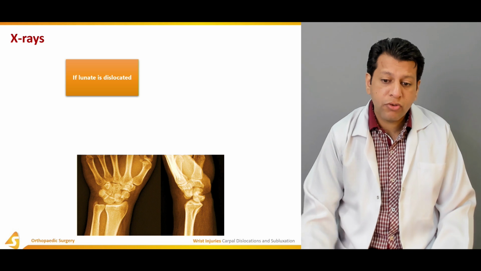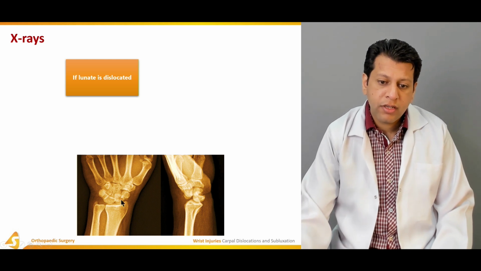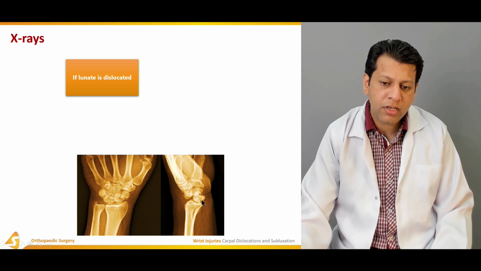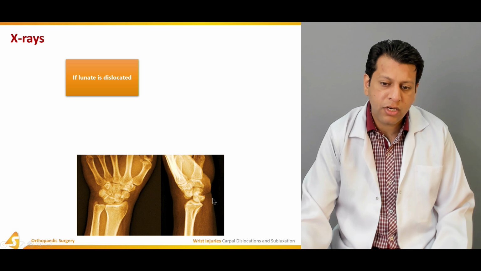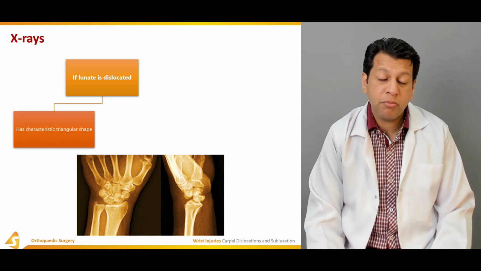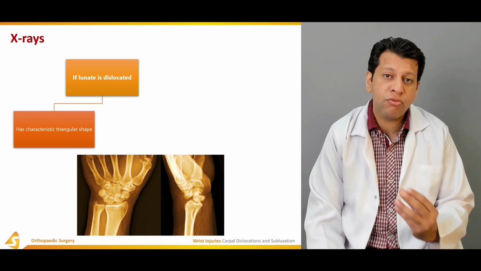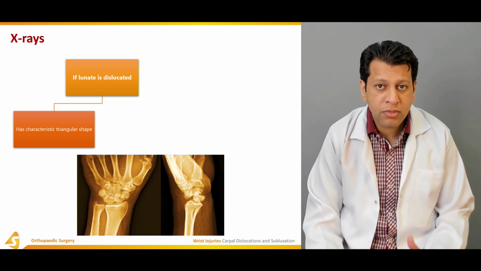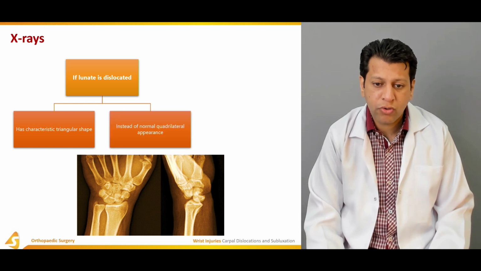If the lunate is dislocated, if you see it over here, there is a carpal bone fracture, which is called the scaphoid. This triangular appearance of the lunate shows there is probably a dislocation as well. And then if you see the lateral view, there is a subluxed or dislocated lunate as well. That has a characteristic triangular shape. Normally on an AP view, the lunate would appear quadrangular. But if it appears triangular, this means most likely the lunate is dislocated.